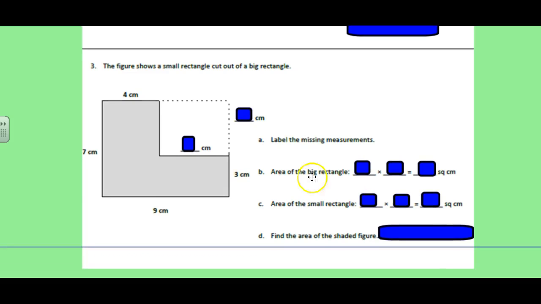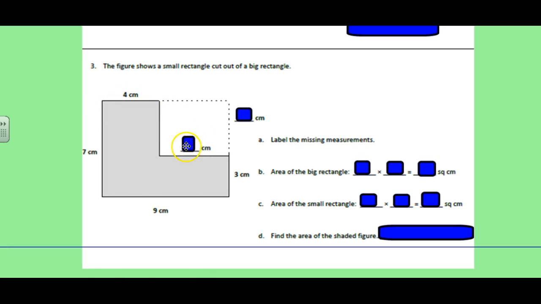This figure shows a small rectangle cut out of a big rectangle. So the big rectangle is all of this right here. And they're taking out this white part so we can figure out the area of this shaded part. So once again, we have some side lengths that are missing. Okay, so they give us this whole side length right here, which is 9 centimeters, and they give us this one up here, which is 4 centimeters.